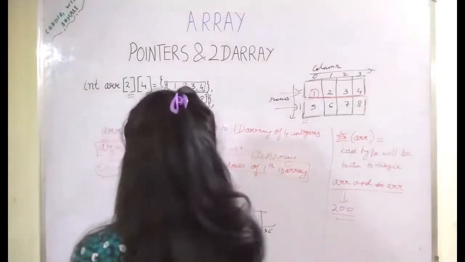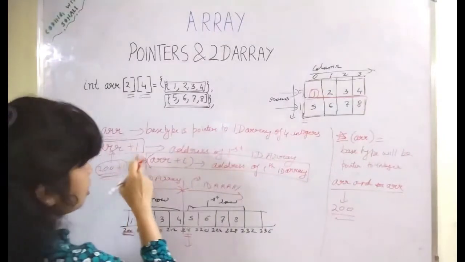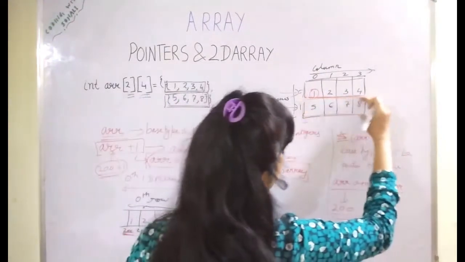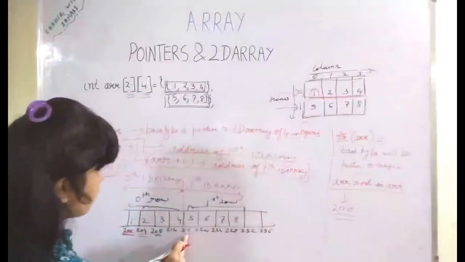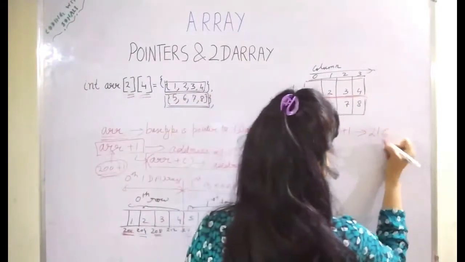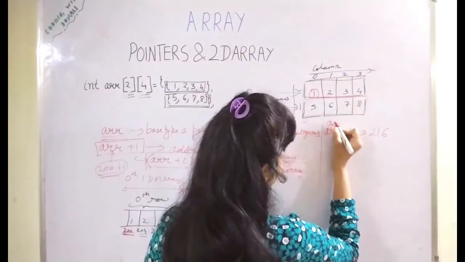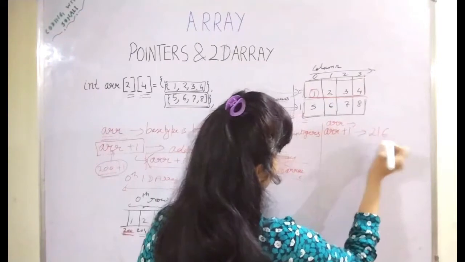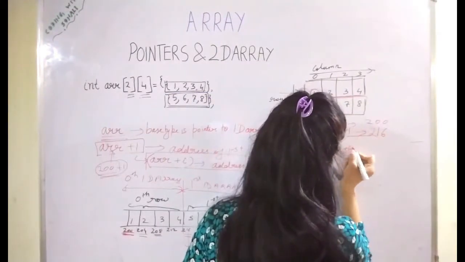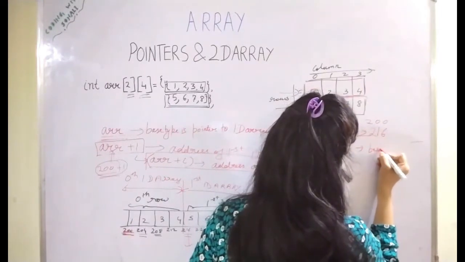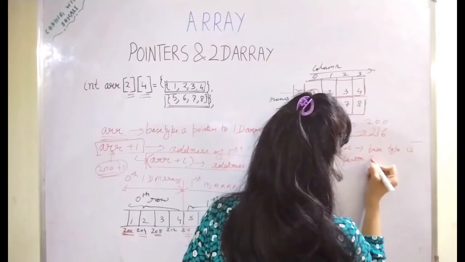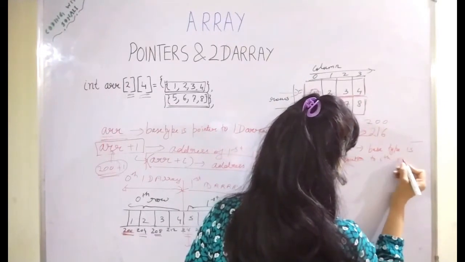So if you do ARR plus 1, you will simply get the pointer to this first 1D array. You will get the address of this. As we have seen, the value will simply be 216, right? ARR also we have seen is 200. That ARR plus I, the base type is a pointer to the ith 1D array. We have seen this.